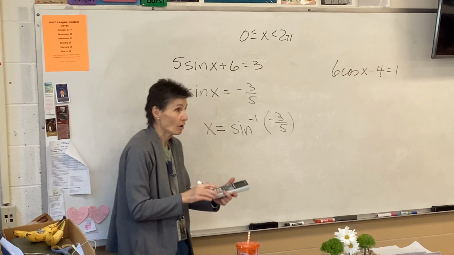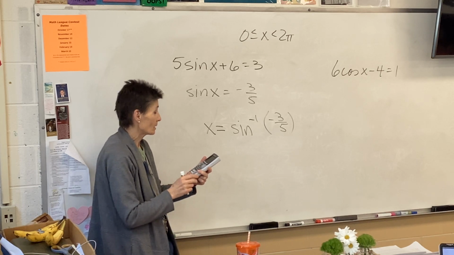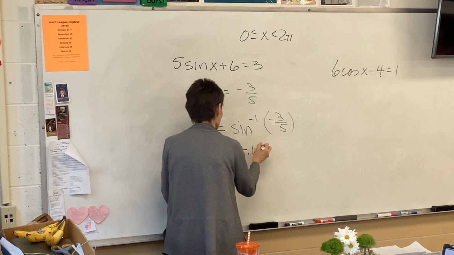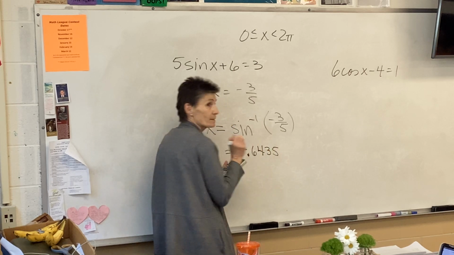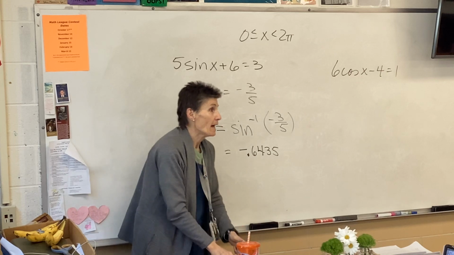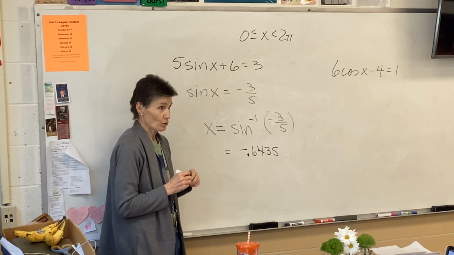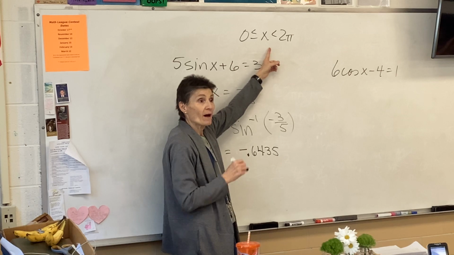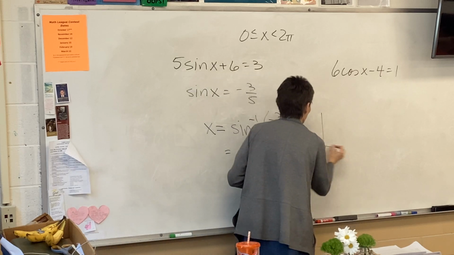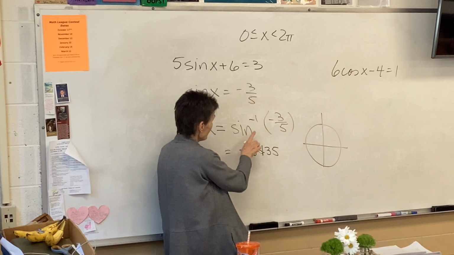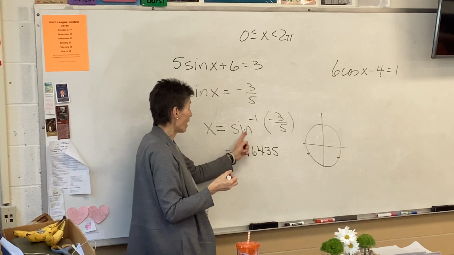So let's go ahead and type that in on our calculator. Second sine -3/5. And did you get -0.6435? Did you get that? Okay. Now, this is where we have to be smarter than the calculator. Look at the directions. The directions are find all of the angles all the way around the circle. So if we look at our whole circle, would you agree that the answers I'm looking for are somewhere here and here? Because that's where sine is negative.